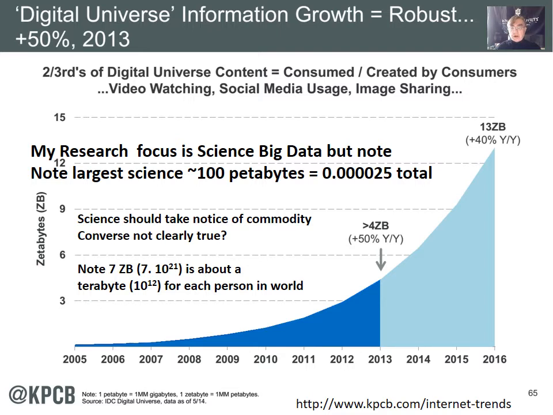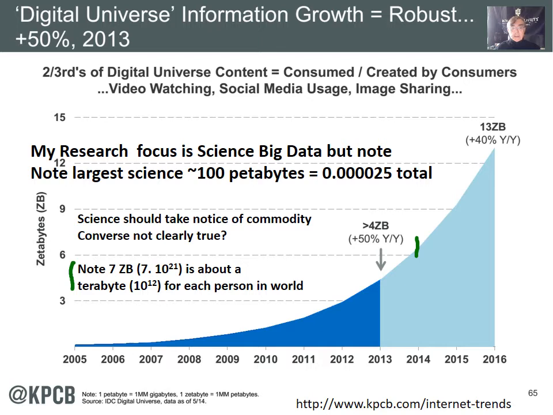Here's a famous graph which gets updated each year. It represents the total amount of data in the world. And we're somewhere around here at around 6 zettabytes or so. And a zettabyte is actually a pretty big number. One way of noticing it, it corresponds to about a terabyte per person in the world.